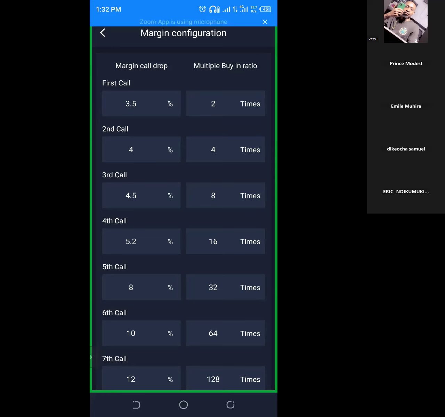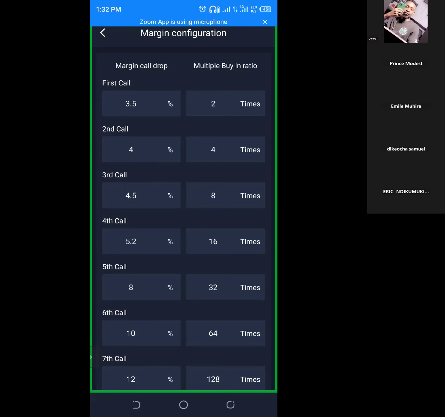So if you buy all these 7 margin calls with the multiple buying ratios of 1, 1, 1, 1, 1, 1, 1, that means you're buying $70 in here. You already bought $10 as the first buying amount. You bought $70 here. You'll be left with 2 times of buy.